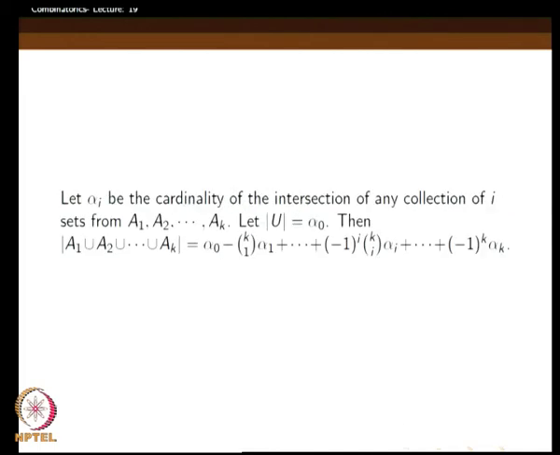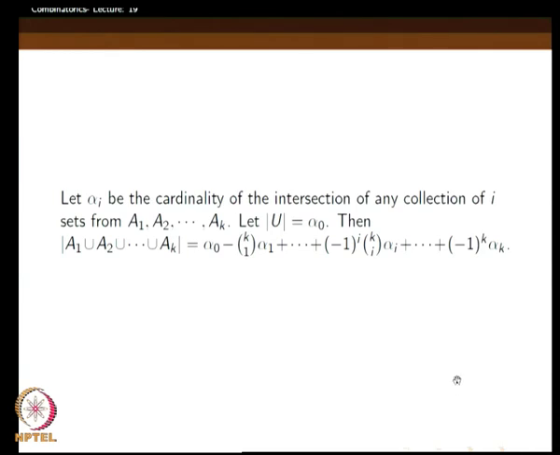Alpha 0, being the cardinality of U, minus k choose 1 alpha 1 plus k choose 2 alpha 2 minus k choose 3 alpha 3, and so on, alternating minus and plus, and the typical ith term will be minus 1 raised to i, k choose i alpha i, and the final term will be minus 1 raised to k alpha k.